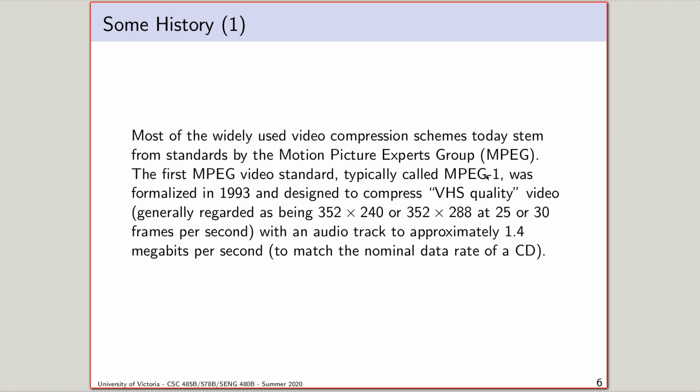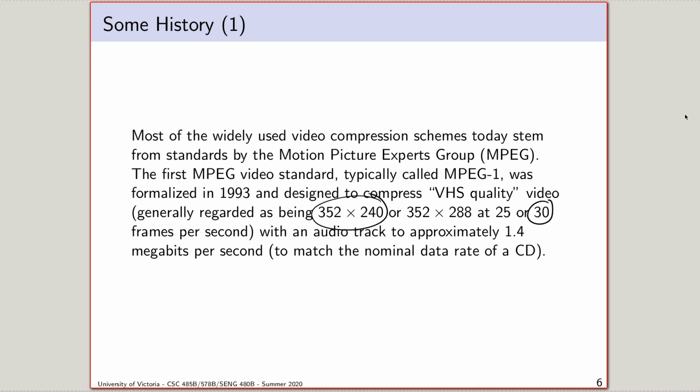They wanted to compress VHS quality video, which is analog, so we can't say very much about its frame rate or its resolution, but let's use as a point of reference what MPEG-1 did, which in North America would be 352 by 240 resolution. And I mean, think about that. That's tiny by modern standards. That's VHS quality at around 30 frames per second.